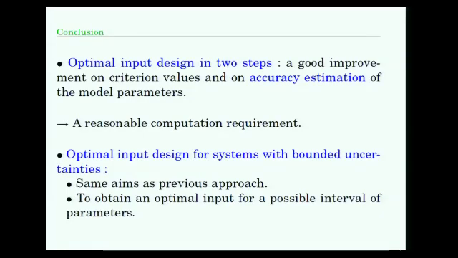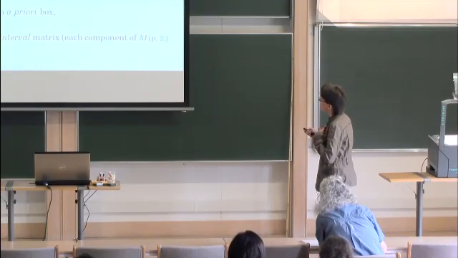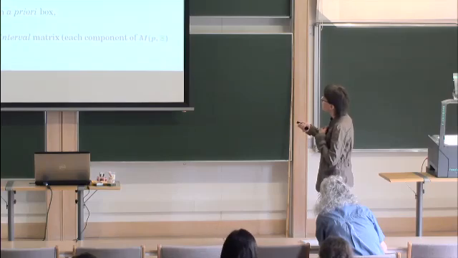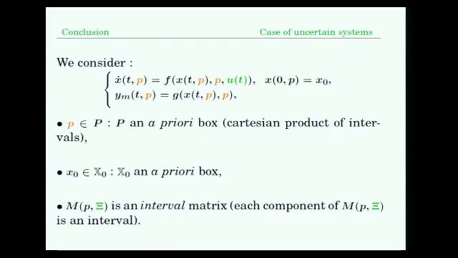In this work, the optimal input design has the same aims as the previous approach, but I would like to obtain an optimal input for a possible interval of parameters. In this case, we consider uncertain systems, and it's a little bit different than previously. The little p in red color is supposed to be a point in an a priori box. By box, I mean a Cartesian product of intervals.